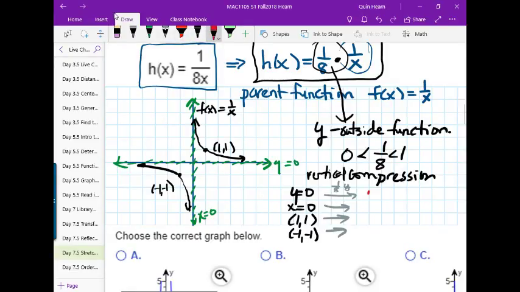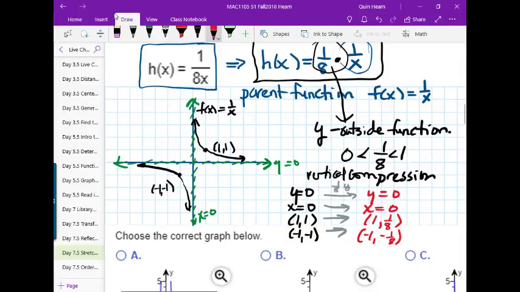Okay, so we're going to have y equals 0 is still an asymptote. x equals 0 doesn't change because only y values are affected. 1, 1 is going to change to 1, 1/8 because 1/8 times 1 is 1/8. And -1, -1 is going to be -1, -1/8, multiplying that y value by 1/8.